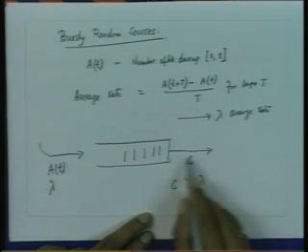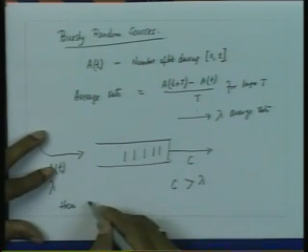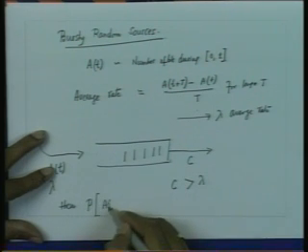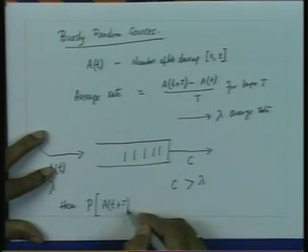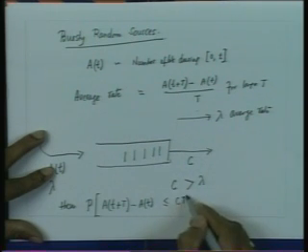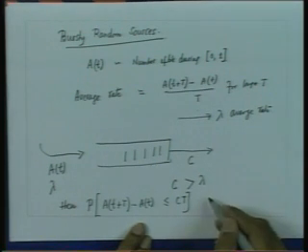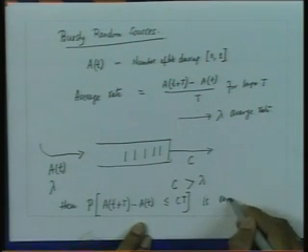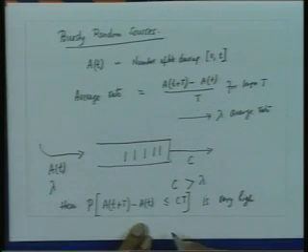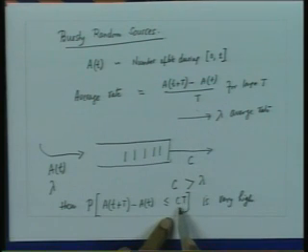Okay, so if the transmission rate is greater than lambda, then the probability that A(t plus tau) minus A(t) is less than or equal to C tau, for some large values of tau, where tau is very large, will be very high, right? That is, the probability that the number of bits generated during this interval tau is less than or equal to C tau will be extremely large.